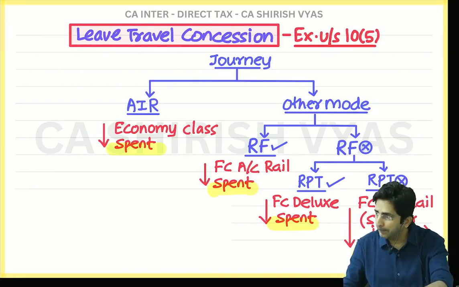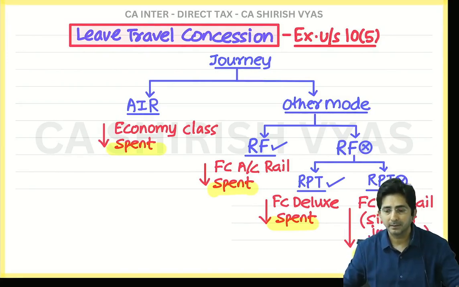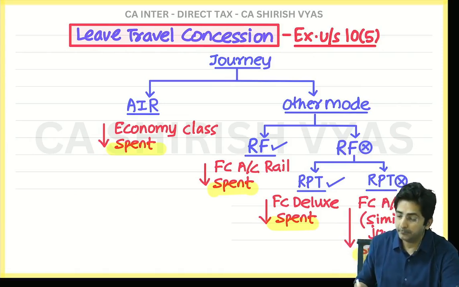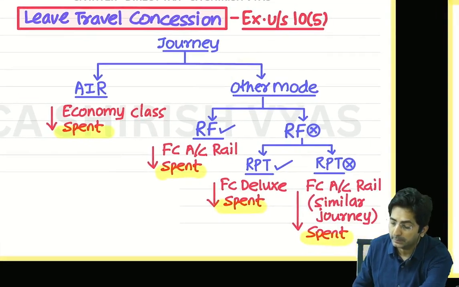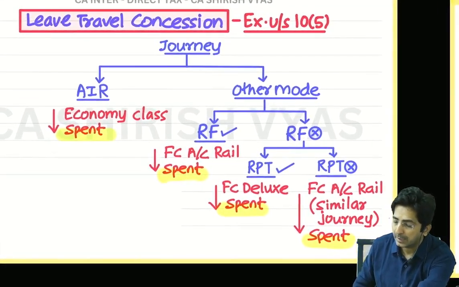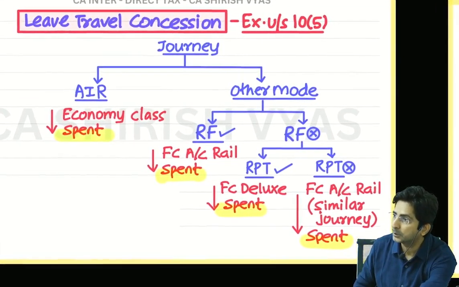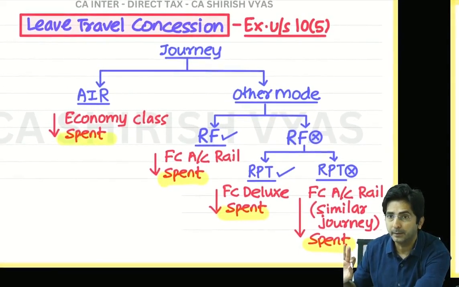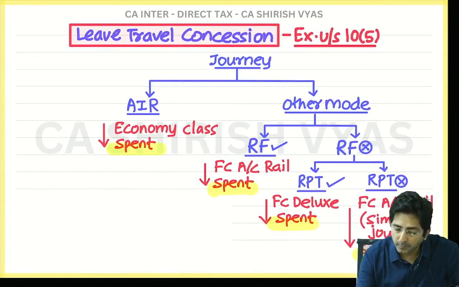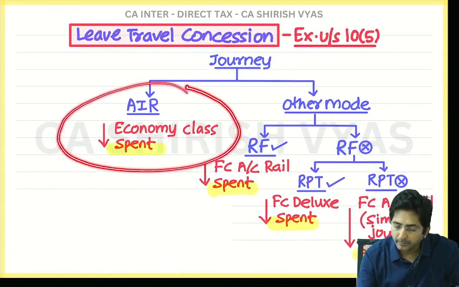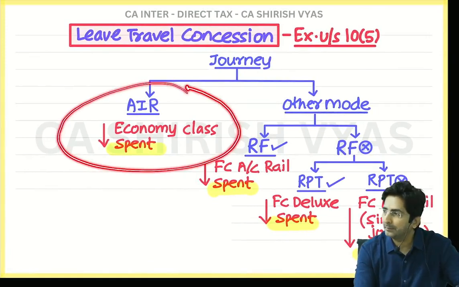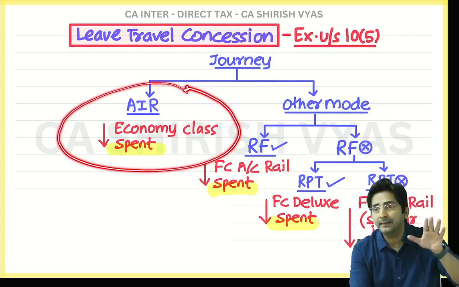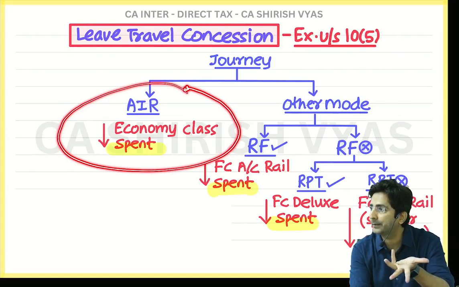In simple language, it is bus. So there we will take first class deluxe fare. But if RPD is also not available, then first class AC rail fare or similar journey, or amount spent, whichever is less. Everywhere you have to compare with amount spent. But if someone goes by aeroplane, then amount spent cannot be below economy class, because in flight, economy class is the least fare.